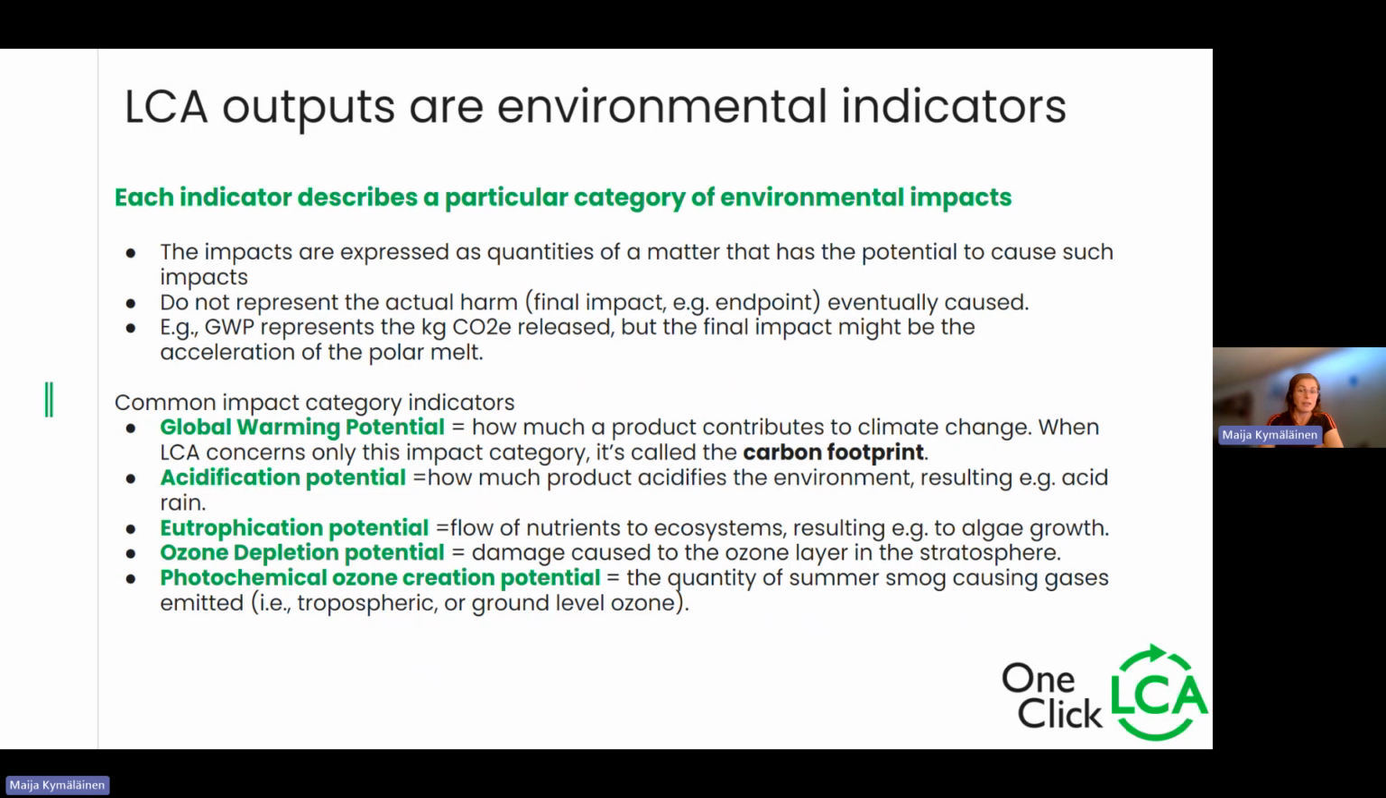And these indicators are usually named potential because they have the potential to cause impacts. The impact categories, on the other hand, are, for example, for global warming potential, the impact category is climate change, and for acidification potential, it is acidification of environment. But there are also others, such as depletion of fossil resources, which describes how much fossil resources are withdrawn from the environment. And there are a lot of these, but you can find more, for example, from our academic courses.